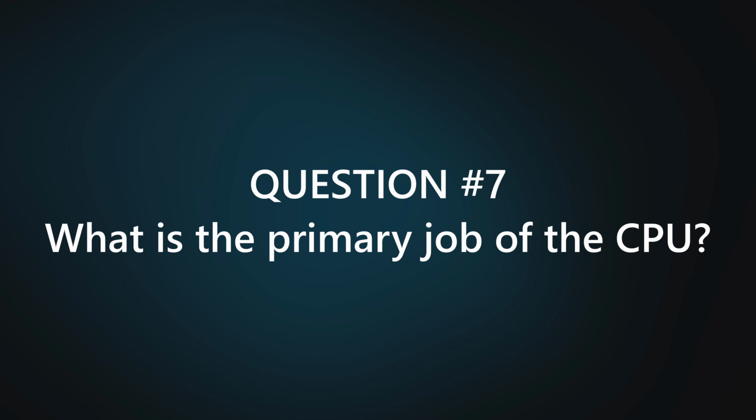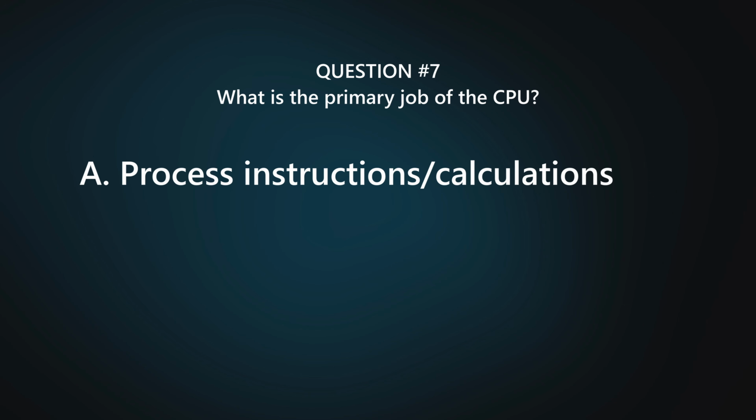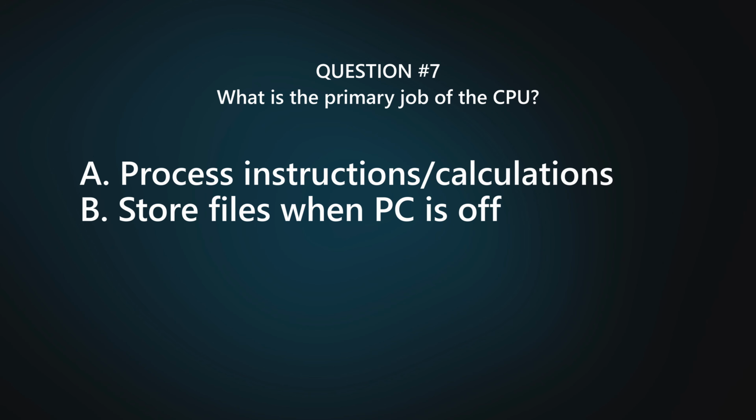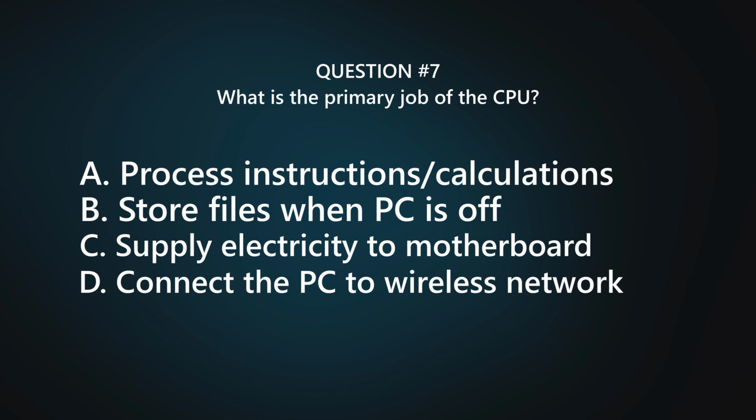Question number 7. What is the primary job of the CPU? A, to process instructions and calculations. B, store files when the computer is turned off. C, supply electricity to the motherboard. D, connect the computer to a wireless network.